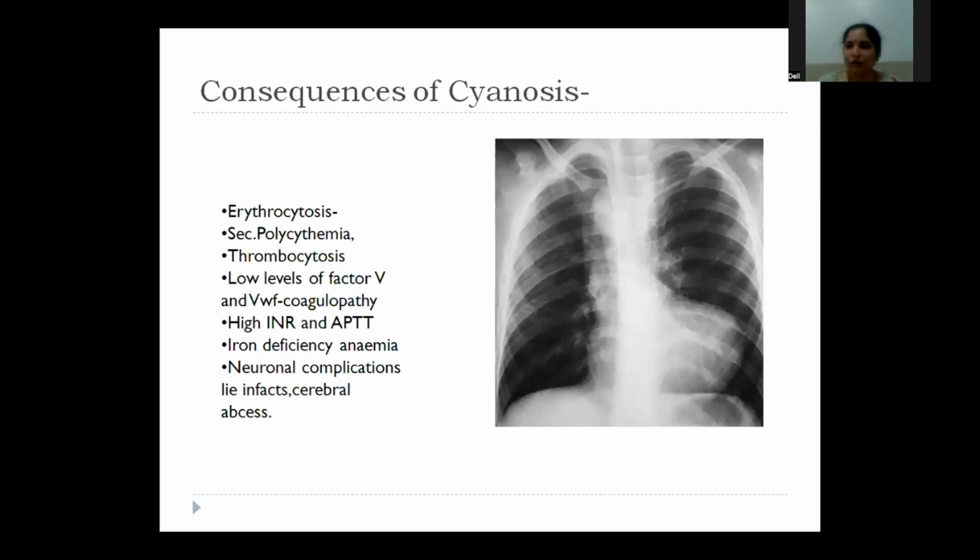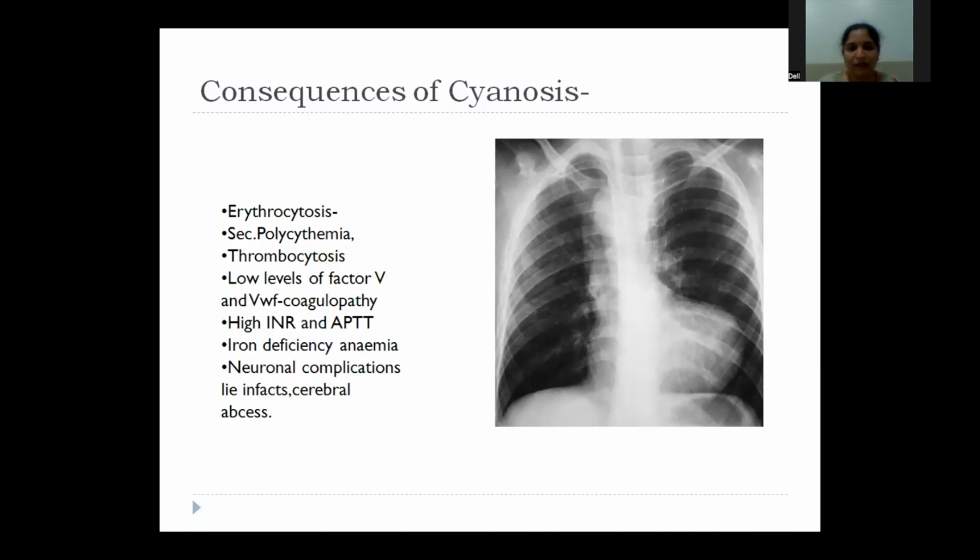So because of the continuous cyanosis since birth, they have some sequelae. To overcome the cyanosis, there is erythrocytosis, an increase in the RBCs to deliver more and more oxygen at the tissue level. So there is secondary polycythemia. There are coagulation problems, low levels of all factors, low platelets, high INR. Then iron deficiency anemia is also present in these cyanotic patients.